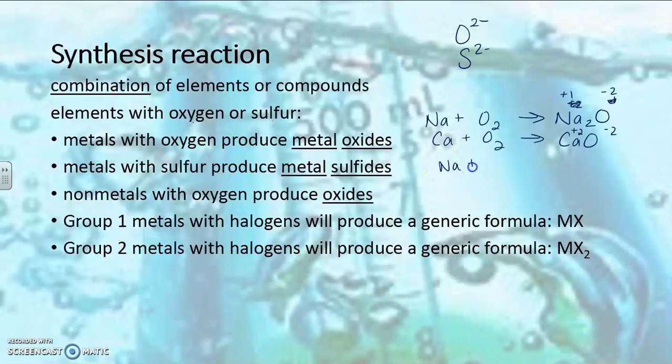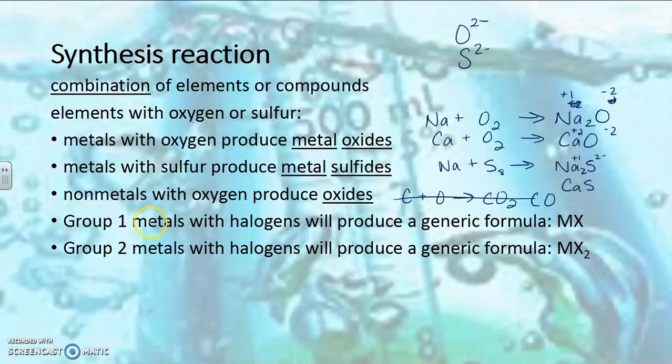So if it was sodium and sulfur, they would come together and you would end up with sodium sulfide, Na2S, because sulfur has a negative 2 charge and sodium has a positive 1. So it would be the same thing. Calcium sulfide would be CaS. The same thing. All right, nonmetals with oxygen are going to produce oxides. So if you had carbon and oxygen, you could produce a carbon dioxide or a carbon monoxide.